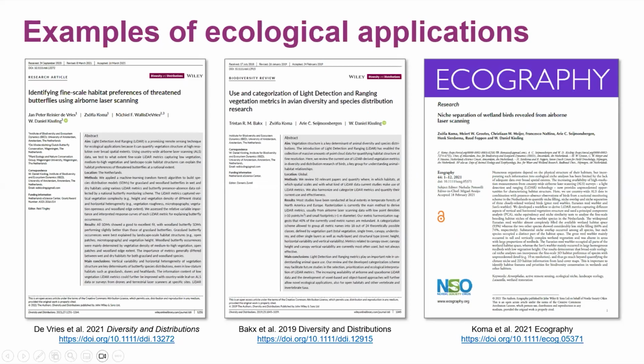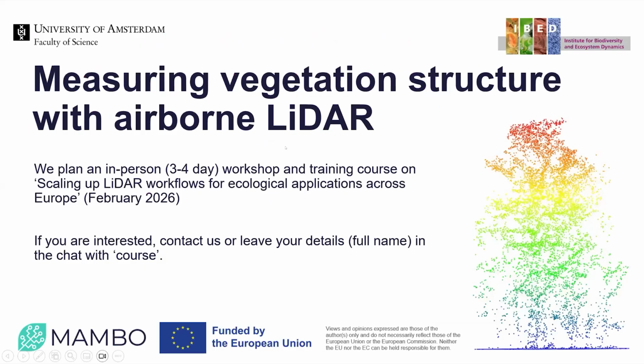3 examples of ecological applications. Here's this example of the butterflies, of how to use vegetation metrics to derive information for modeling butterflies and their habitats. The middle one is a review summarizing a lot of the literature, different ways of calculating metrics that can be used in bird diversity or species distribution research. And then finally, a paper that shows how LiDAR data can be used to look into niche separation, for instance, of closely related species, just as examples of ecological applications.